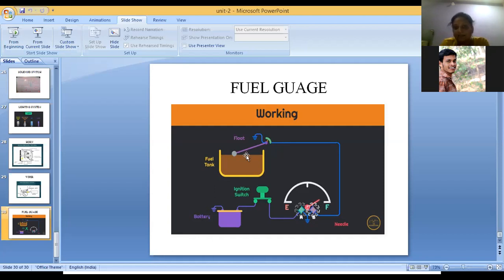When your ball is at the top, the magnetic field will increase at B. Now this indicator will move towards B. When the ball is coming down, the magnetic field at A will increase and the indicator will start moving back. In case of any failure with this system, irrespective of the position of fuel, it always shows 0, so that the driver will be alert and go for filling up the tank. So that is about your fuel gauge.